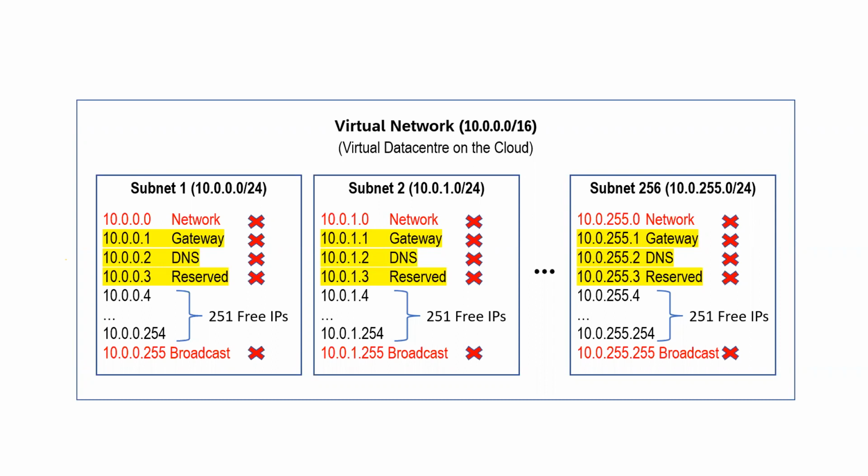So these are the 5 IP addresses which are non-usable in your network. So starting from the 5th IP address up till 254, only 251 IPs are free to be used. Is it clear? Yes, very clear. Okay, so this is how your network works. Now let us go to the next screen.